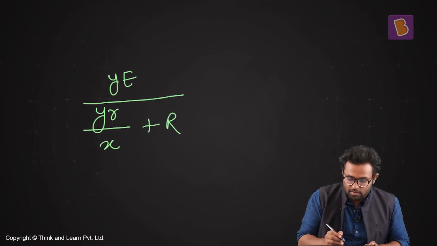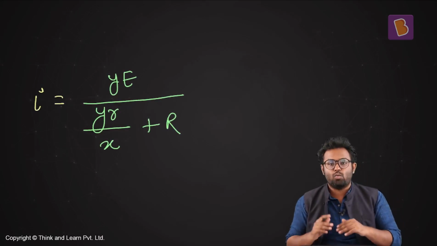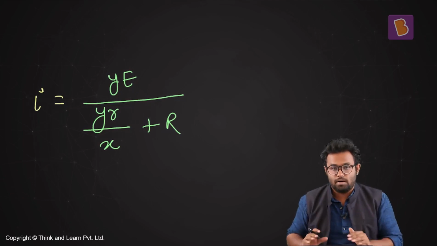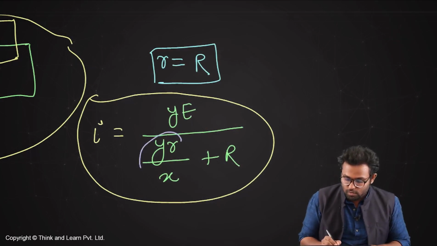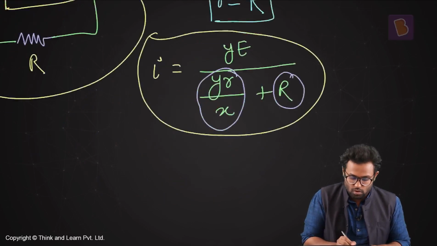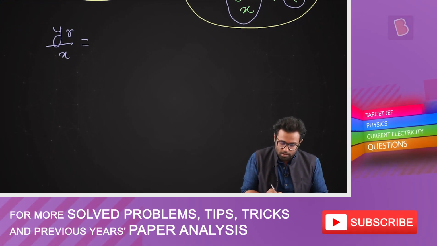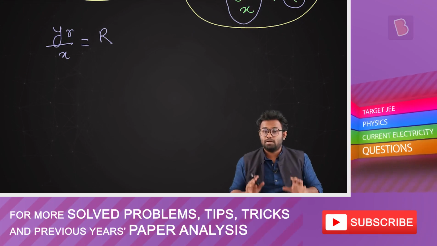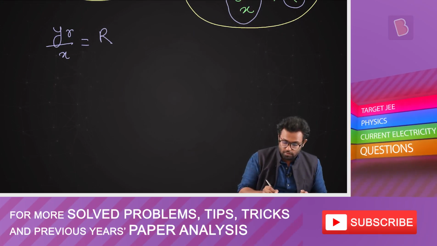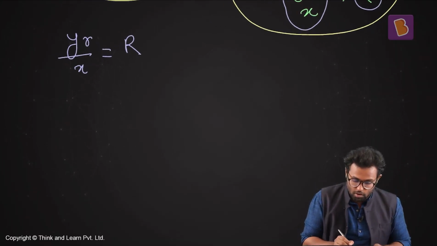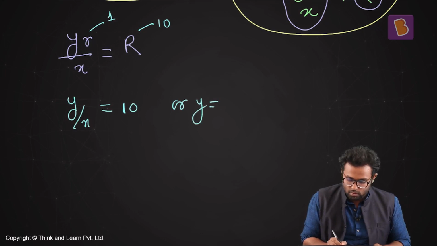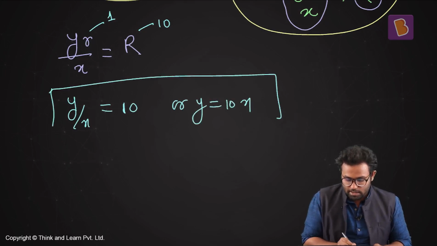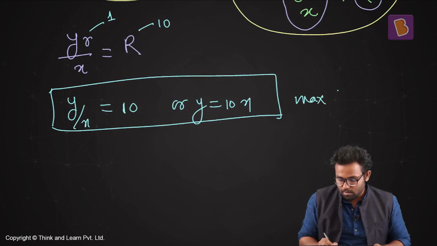So the expression for current is I equals yE divided by (yr by x plus R). I have told you that power will be maximum when the internal resistance, which is this expression, equals the external resistance. So yr by x must be equal to R, and that will give us the maximum value of power. Here small r is 1 and capital R is 10, so y by x is equal to 10, or y is equal to 10x. If y is equal to 10x, you would get the maximum power.